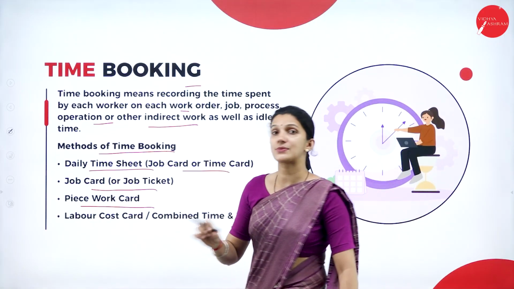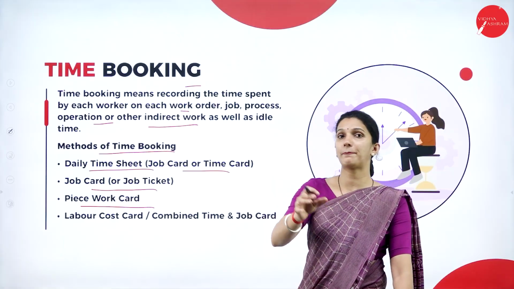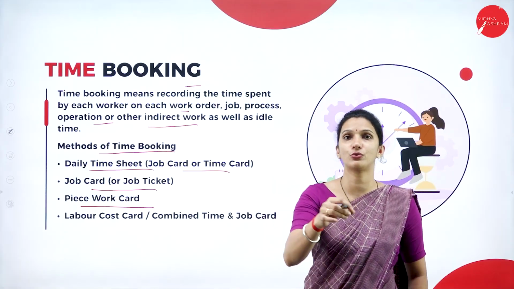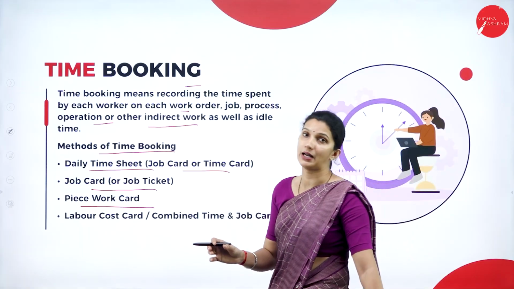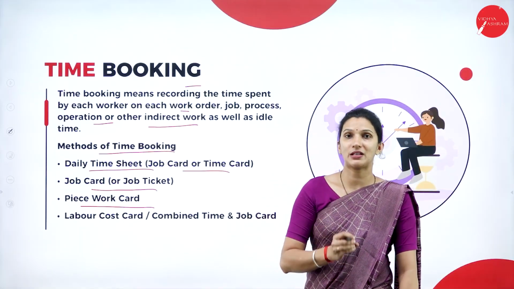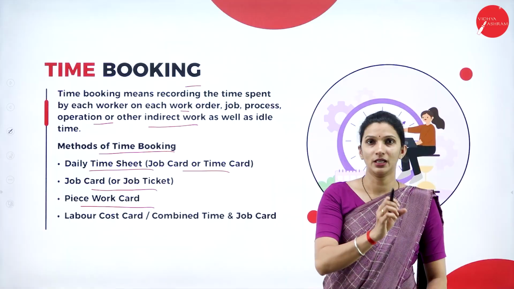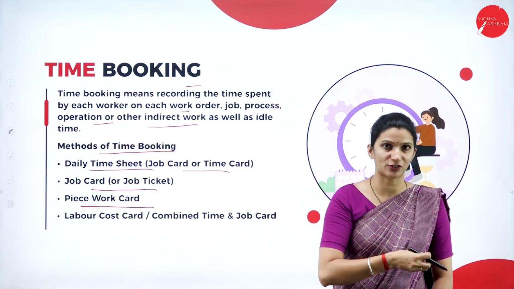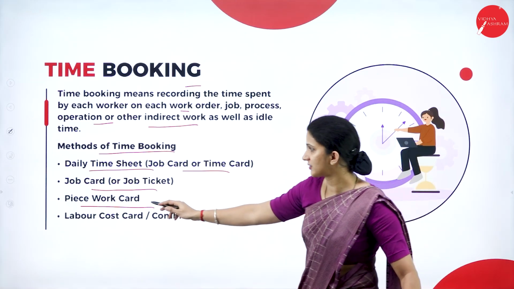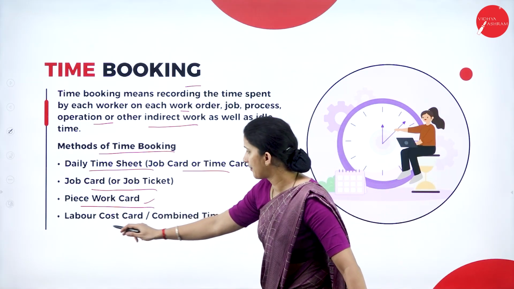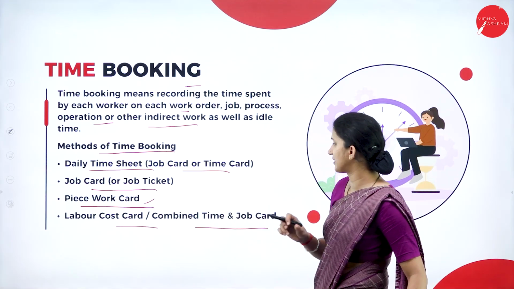Then the piece work card. Sometimes when the payment is based on the number of units produced, for each unit they are given a card. In that card they mention the time they have taken to complete the production or the work, and the units they have produced. That is the piece card method. And the labor cost card, or the combined time and job card.